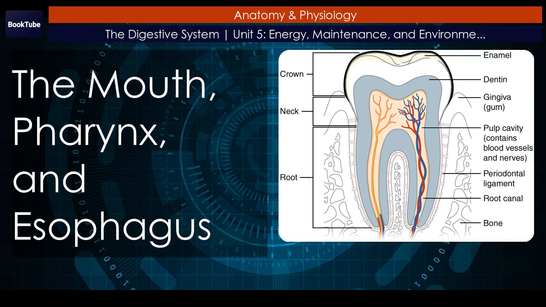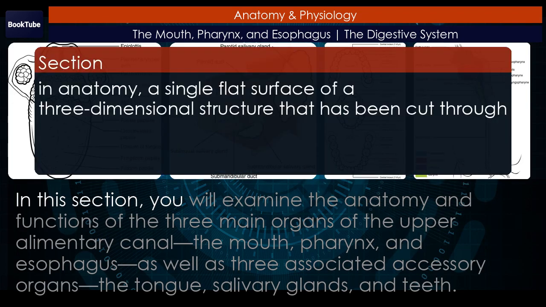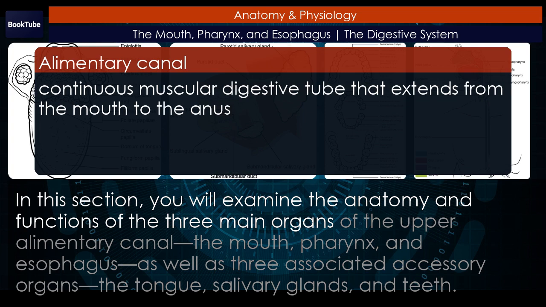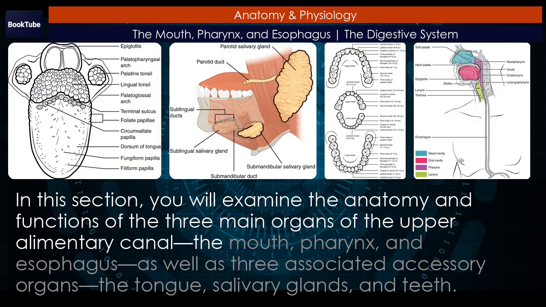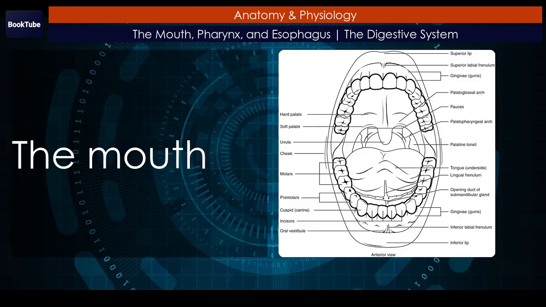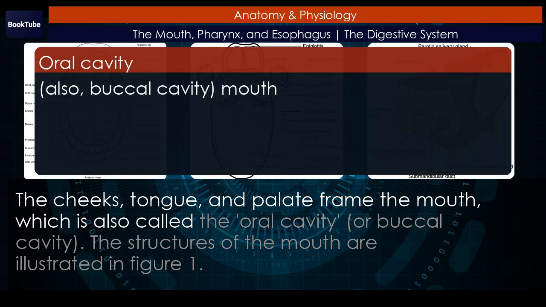The mouth, pharynx, and esophagus. In this section, you will examine the anatomy and functions of the three main organs of the upper alimentary canal: the mouth, pharynx, and esophagus, as well as three associated accessory organs: the tongue, salivary glands, and teeth. The cheeks, tongue, and palate frame the mouth, which is also called the oral cavity or buccal cavity.